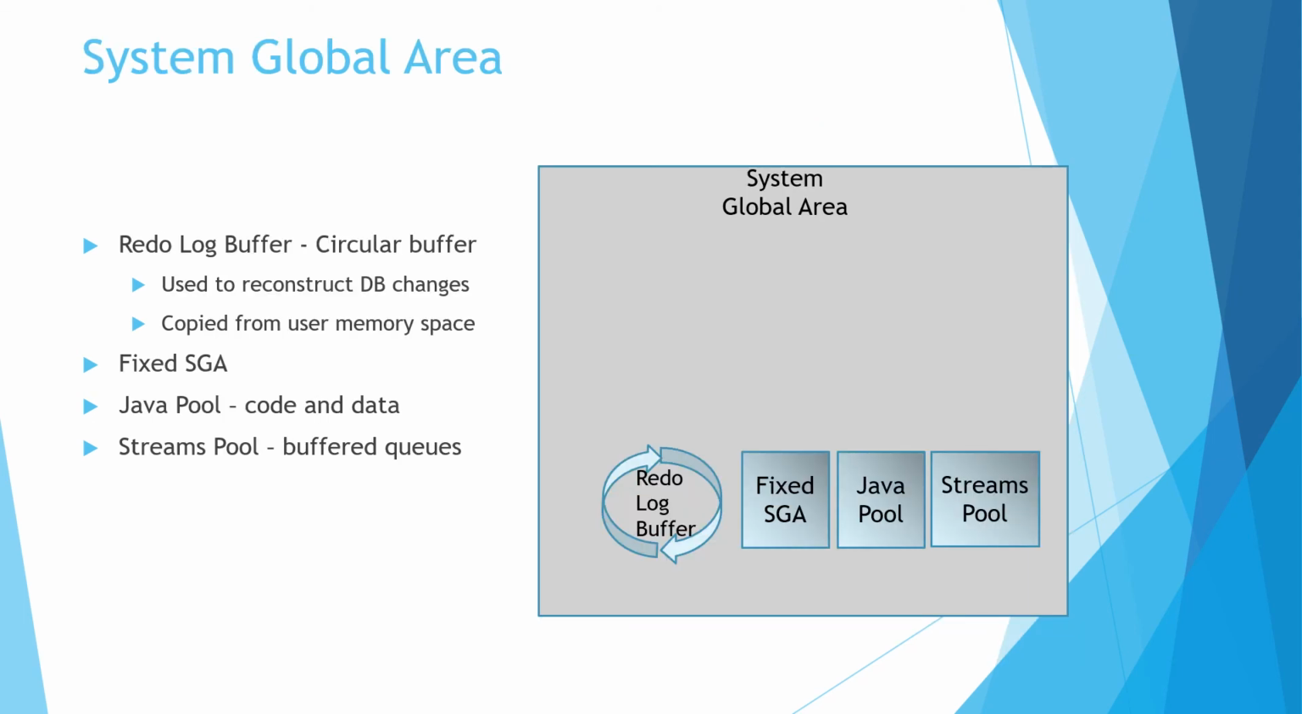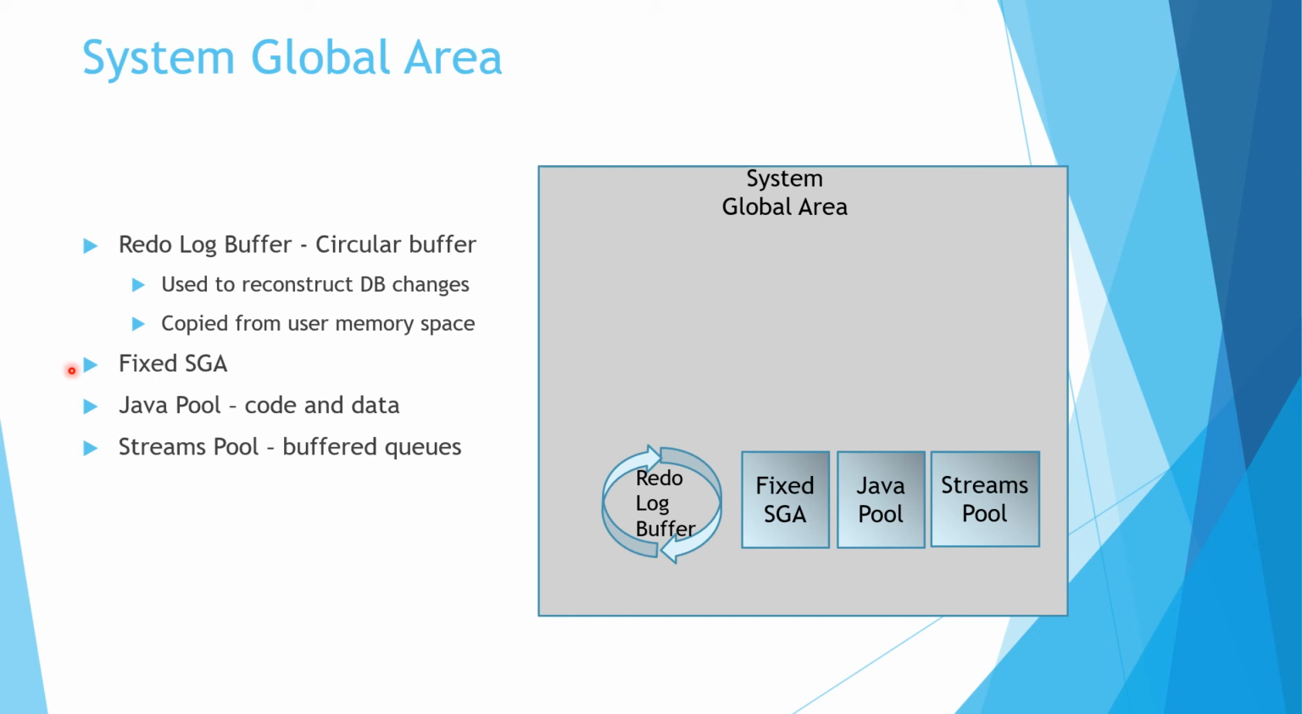Some of the other components of the system global area are the redo log buffer, the fixed SGA, the Java pool, and streams pool. The redo log buffer is a circular buffer which stores redo log entries which contain all changes made to a database. The redo log buffer is used to hold the changes until they are written to disk to an online redo log file. The fixed SGA is used internally by the database.